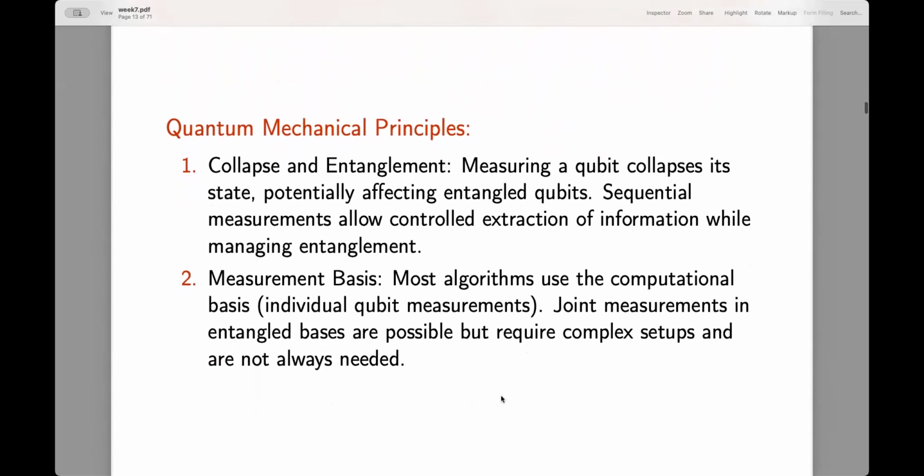If you look at the collapse and entanglement, when you measure a qubit, it collapses its state, so potentially affecting entangled qubits. And sequential measurements then allow extraction of information while managing entanglement. Measurement basis is something which is very important for us. Most algorithms use a computational basis.